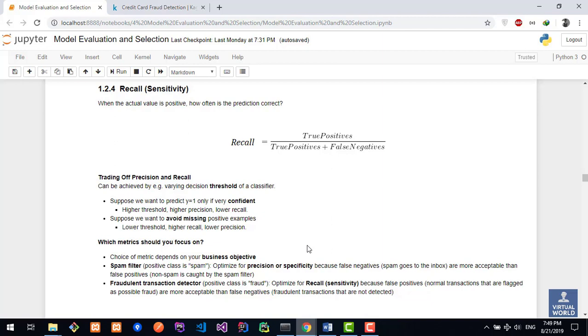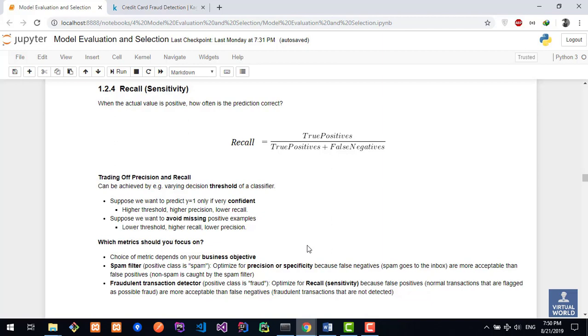Suppose we want to predict an instance as positive only if we are very confident. In this case, we have to set a higher threshold, which will make our precision higher and our recall lower. Another example is if you want to avoid missing positive values. In this case, we should set a lower threshold, which will make our recall higher and our precision lower.